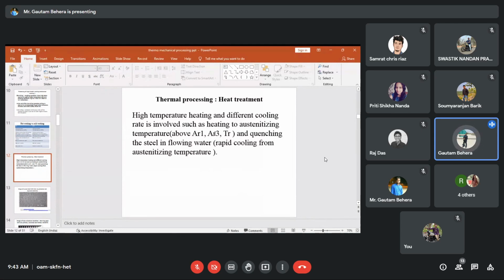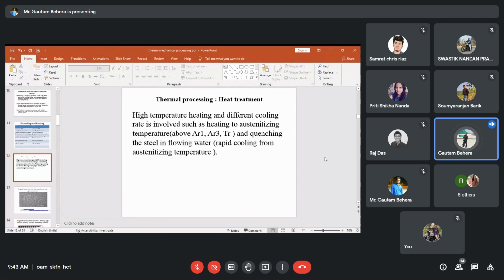If you are cooling the steel and going below Ar3, then your austenite will transform into ferrite, and you have ferrite and austenite both. So Ar3 is the upper critical temperature, A1 is the lower critical temperature, and TR is the recrystallization temperature. You have to remember, if you go above the recrystallization temperature, recrystallization will start.